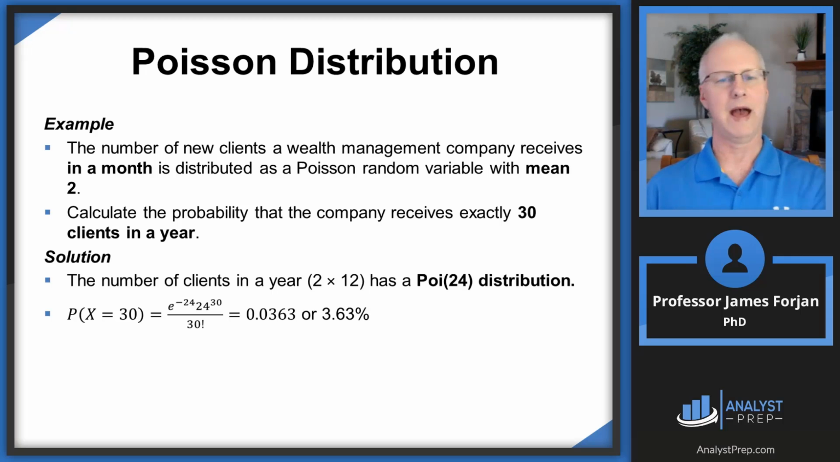And if you do all that math, that's crazy math in your calculator, so you have to have a calculator that has this many decimal places. So you get about 3 or 4%. And that should make sense, right? If your average is 2 a month, then you're going to average 24 a year. If you want to know the probability that you're going to receive 6 more than that 24, it has to be a relatively low probability.